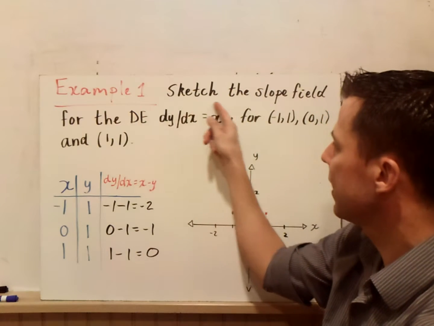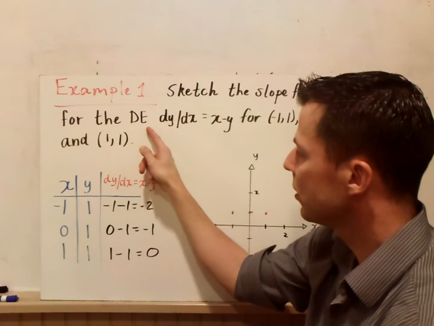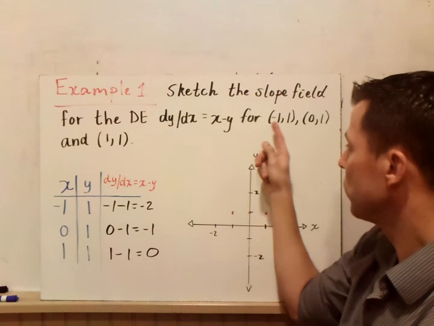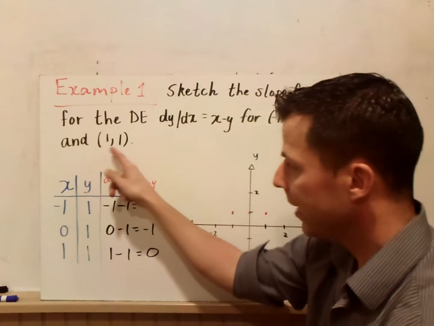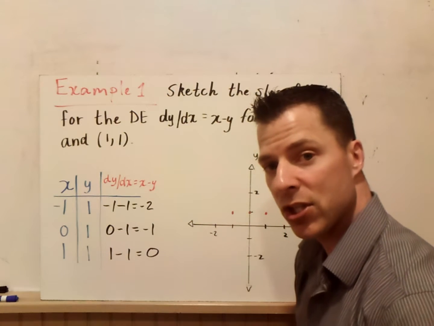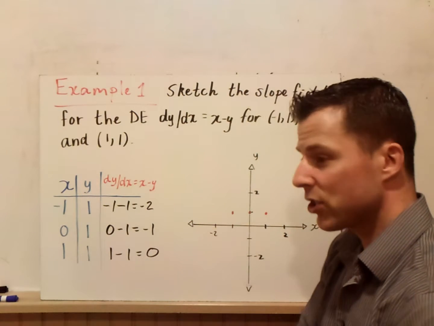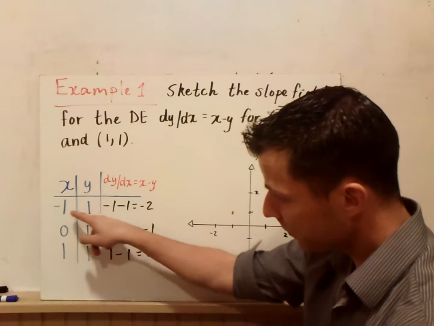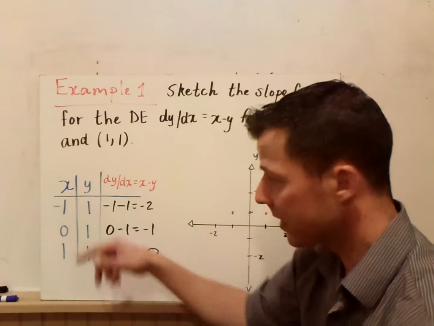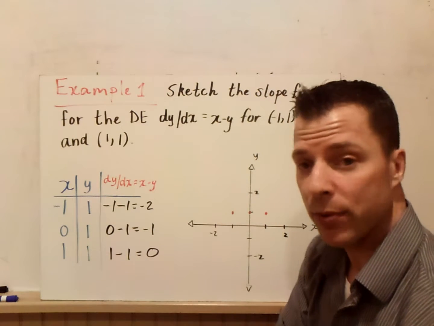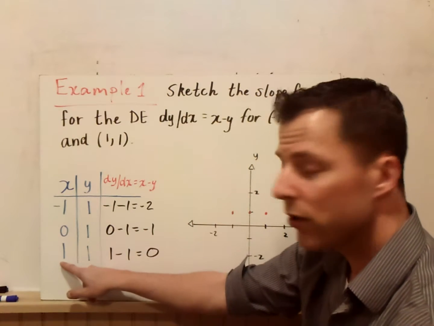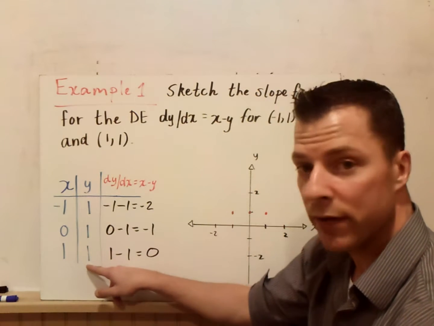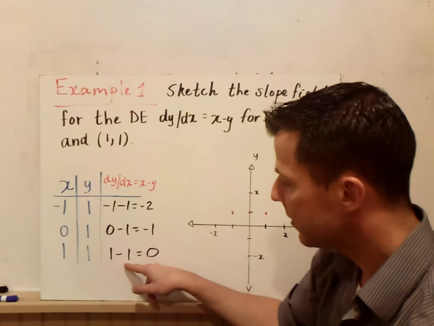In the first example, sketch the slope field for the differential equation dy/dx equals x minus y for the following points: (-1, 1), (0, 1), and (1, 1). To sketch this slope field, it's actually just a field of slopes at particular points. Usually we use integer coordinates for x and y to help us, and it's a matter of plug and chug. So for example, at (1, 1), you're plugging 1 in for x, 1 in for y. So 1 minus 1 is 0.